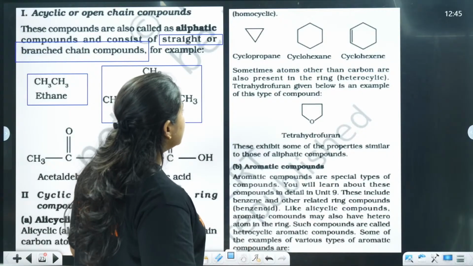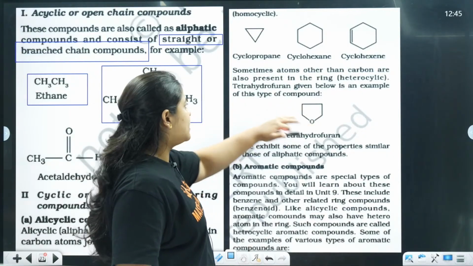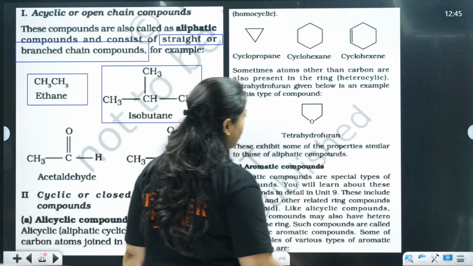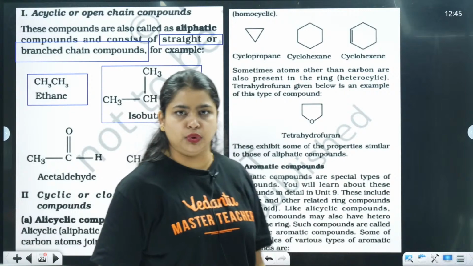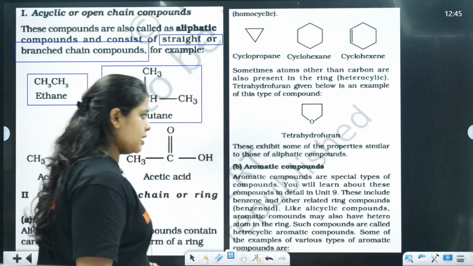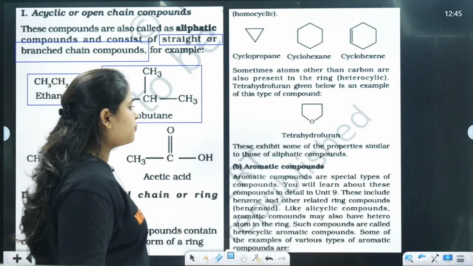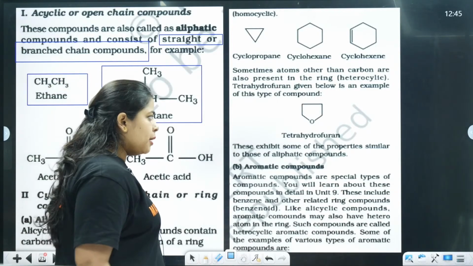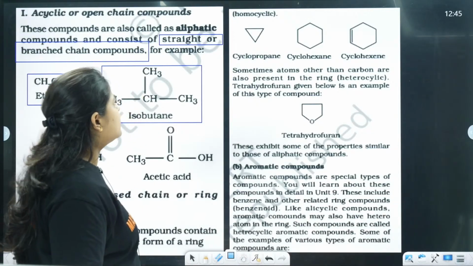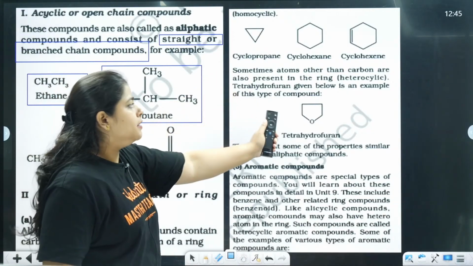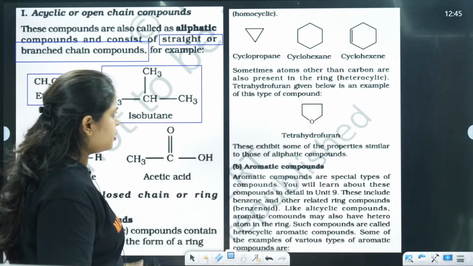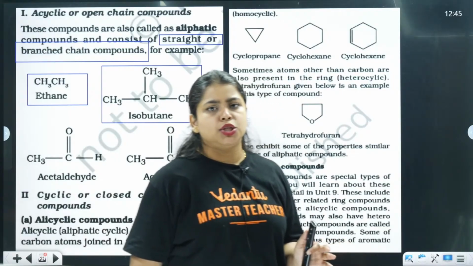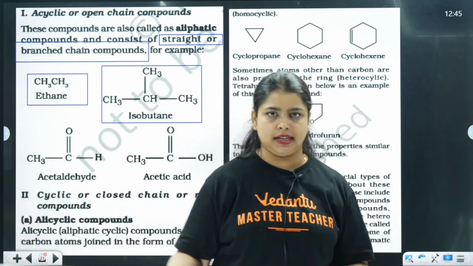Now this tetrahydrofuran given below is a simple example for that compound, that is tetrahydrofuran. Clear? So this is how you need to understand it. Next, this exhibits some properties similar to those of the aliphatic compounds. Now see, I told you carbon is there, and here one example was given with oxygen. It means tetrahydrofuran is also given as a simple example for the aliphatic. Clear? So do not think, ma'am, that if oxygen is there it is not aliphatic.